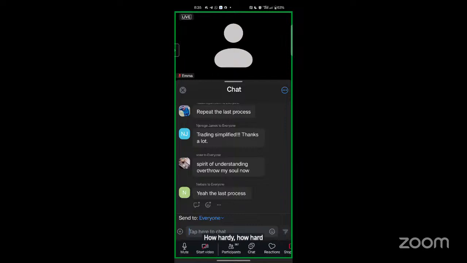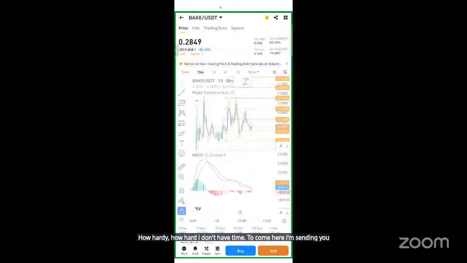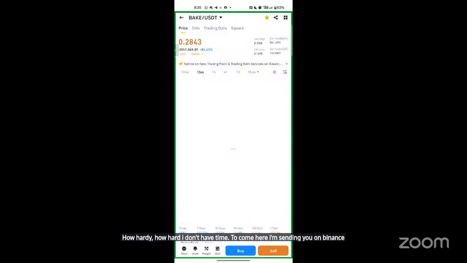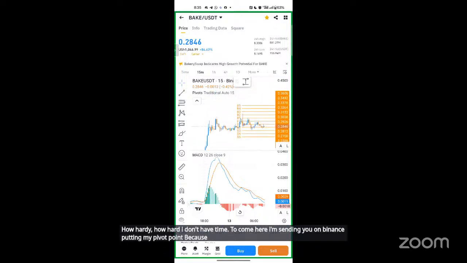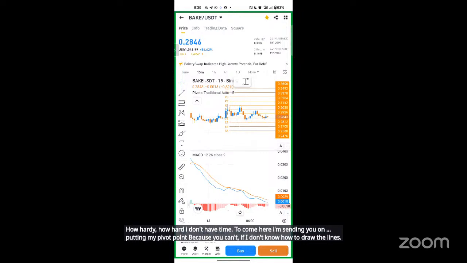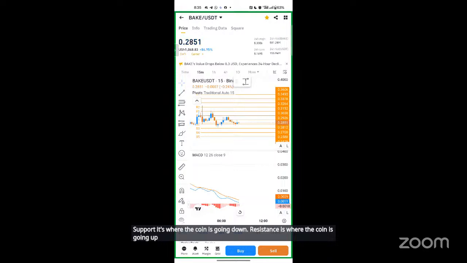I don't have time to come here on TradingView on Binance, put in my pivot points, because I can't if I don't know how to draw the lines. Support, it's where the coin is going down. Resistance, it's where the coin is going up. Simple.